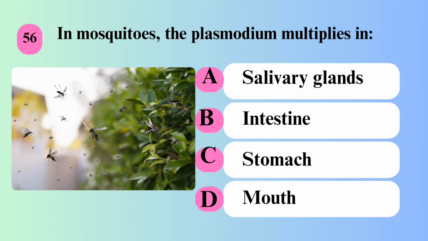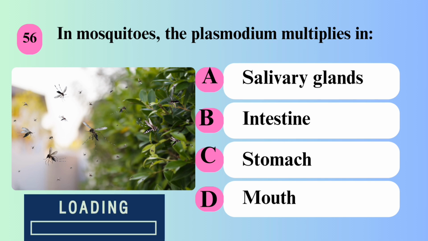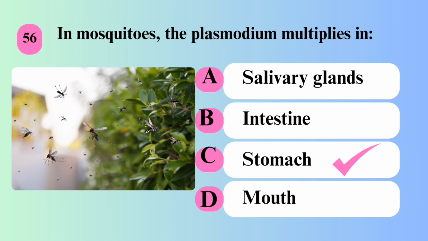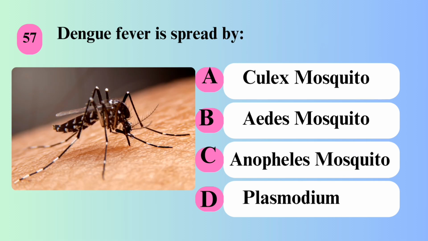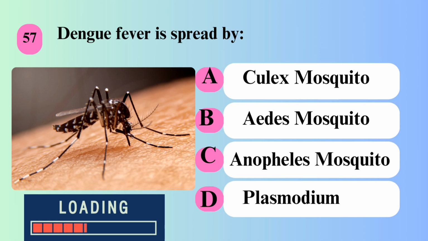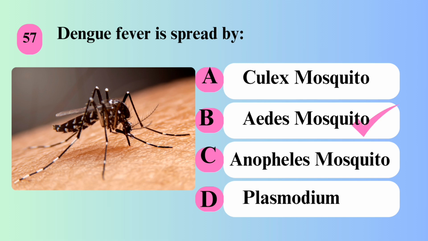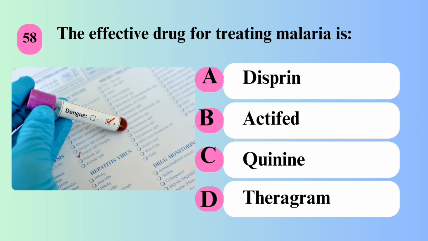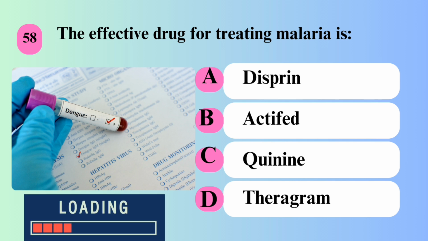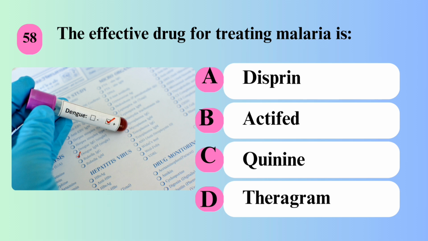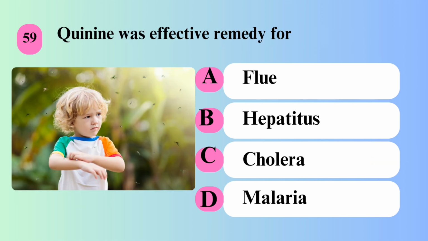In mosquitoes, the plasmodium multiplies in the stomach. Dengue fever is spread by Aedes mosquito. The effective drug for treating malaria is quinine.